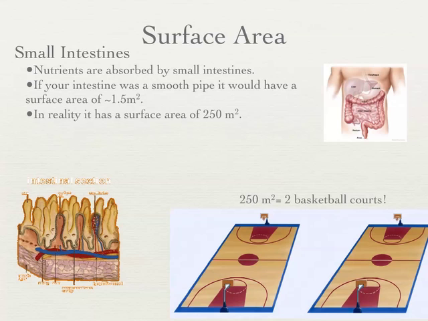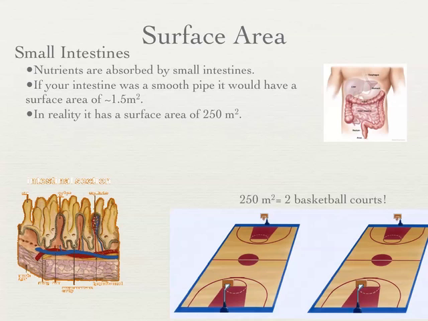What that does is it increases the surface area through which our blood can absorb those nutrients. If our intestines were just like smooth pipe, like a hose, and you were to take someone's intestines, open them all up, the surface area would be about the size of your desk, about 1.5 square meters. That's the area through which we would be able to absorb nutrients.